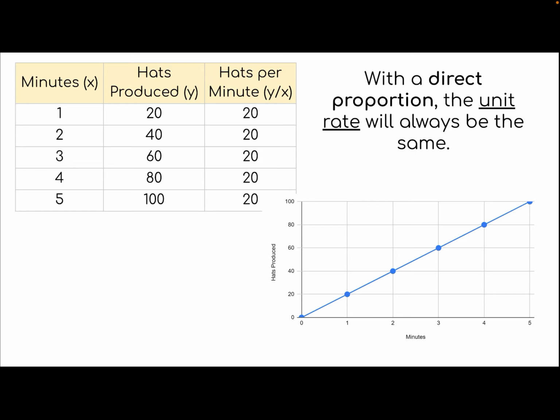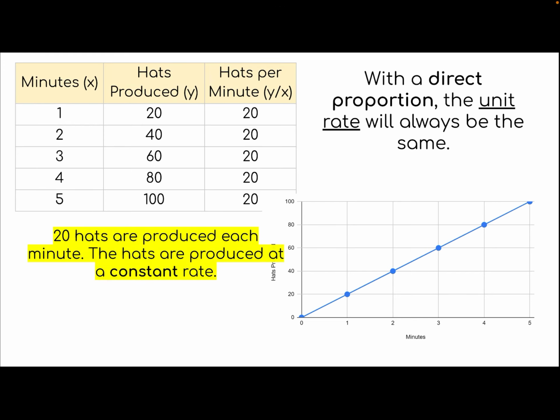So in a direct proportion, there are certain things that are always the same. One thing that will help you to identify a direct proportion is if the unit rate is the same for every single entry in both the table and the graph. We find that 20 hats are produced each minute. The hats are produced at a constant rate.